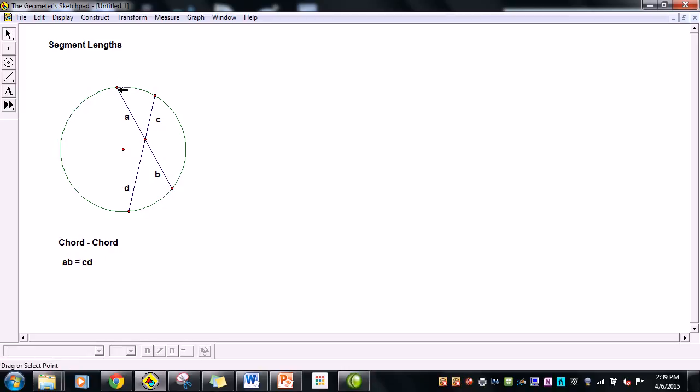We're now talking length. So this length here would be A, that length here would be B, this length would be C, and this length would be D. So the product of the pieces of the two chords will be equivalent. Piece times piece equals piece times piece.